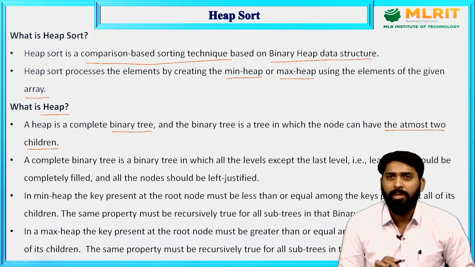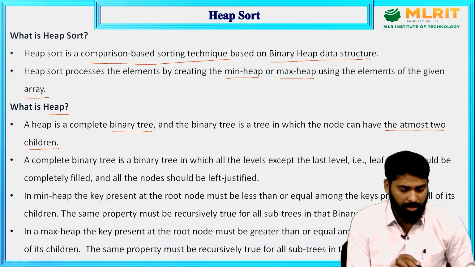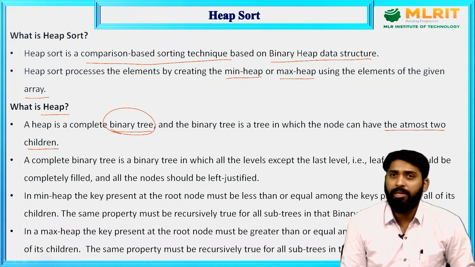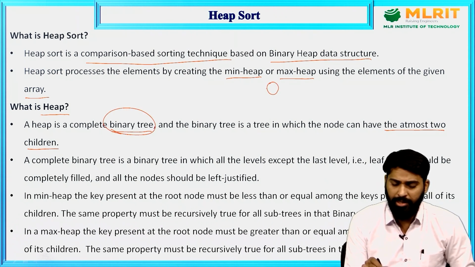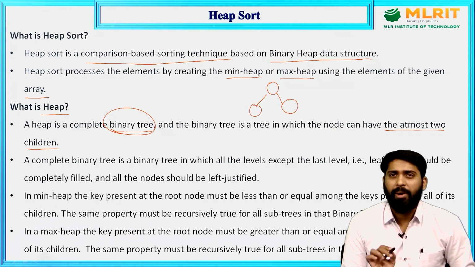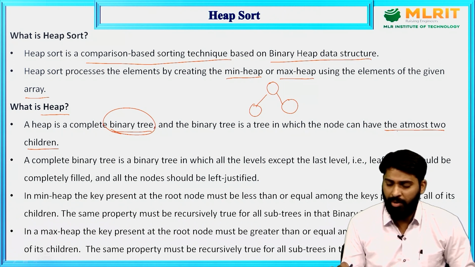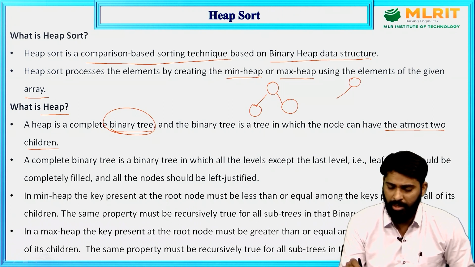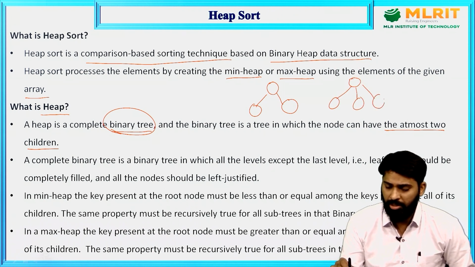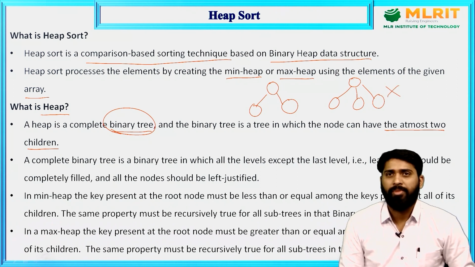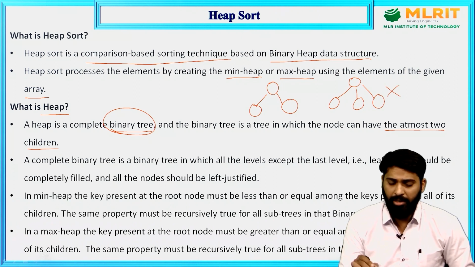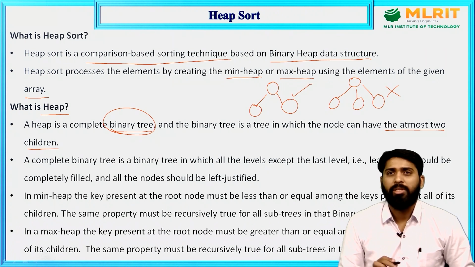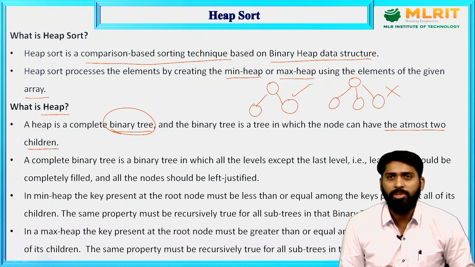So what is a heap? Heap is a binary tree. So what is a binary tree? A binary tree is a tree data structure in which a node can have at most 2 children. For example, this is a tree having 3 children. This is not a binary tree. So binary tree means a tree in which a node can have at most 2 children.